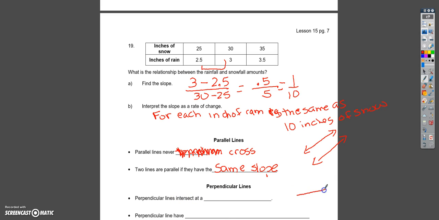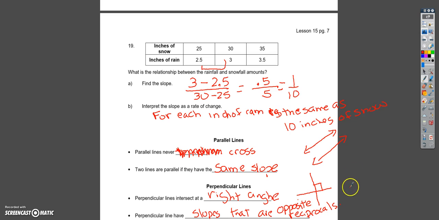Perpendicular lines intersect at a right angle. Perpendicular lines have slopes that are opposite reciprocals. And I'll explain that further in just a second.